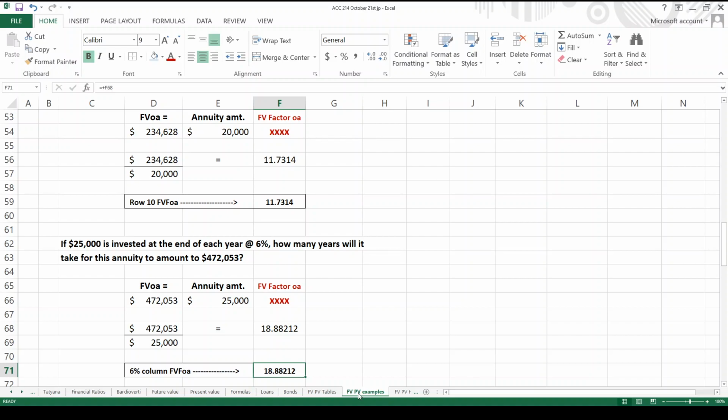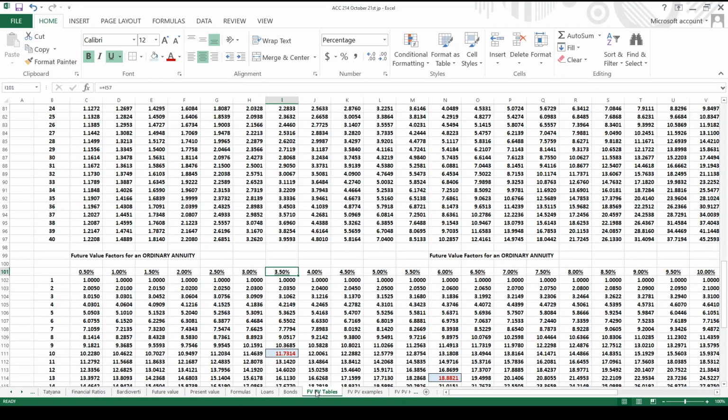So we're going to go to the 6% row in the future value ordinary annuity table looking for this number. 6% row. We go down. Bingo! 18.8821, which is on row what?